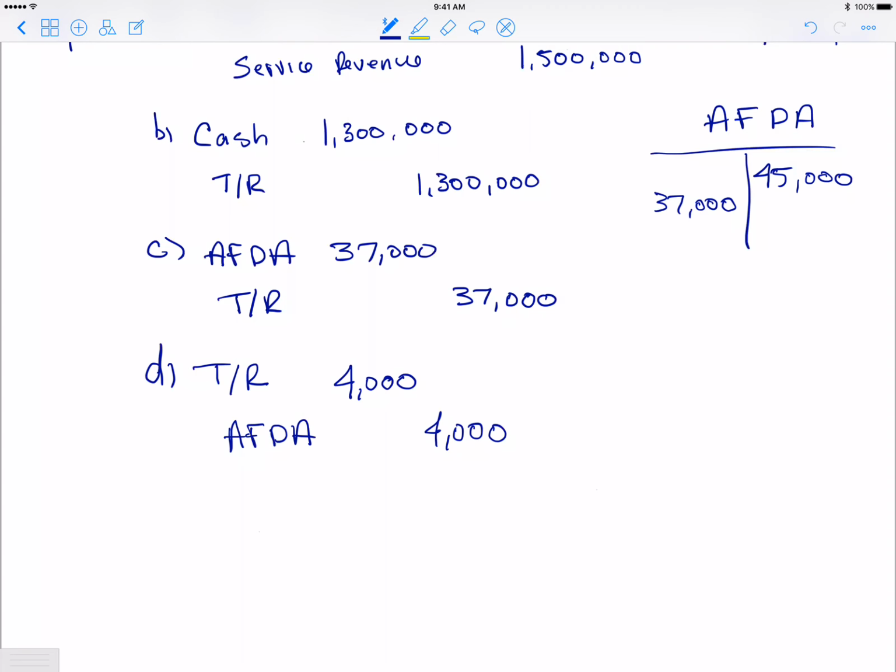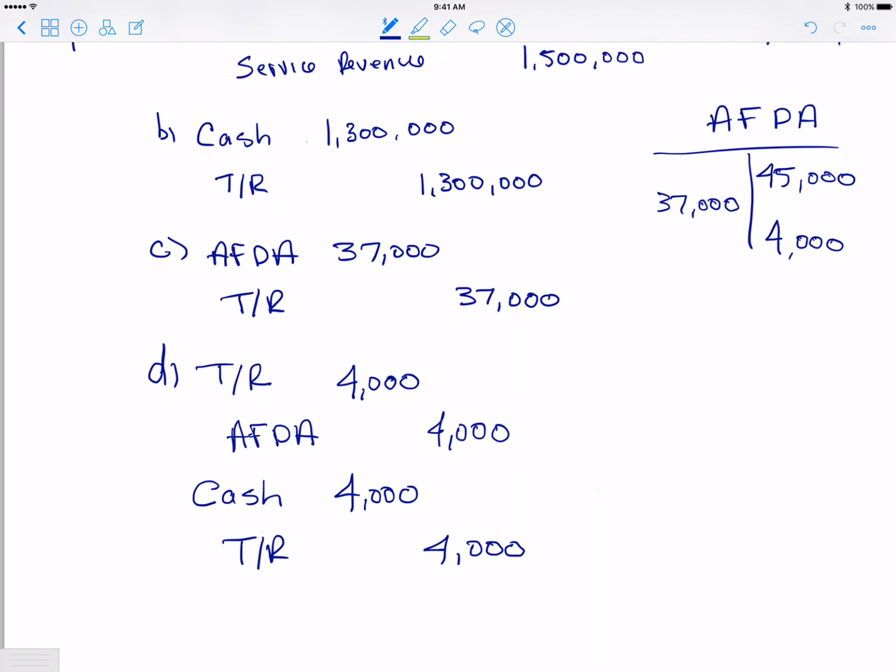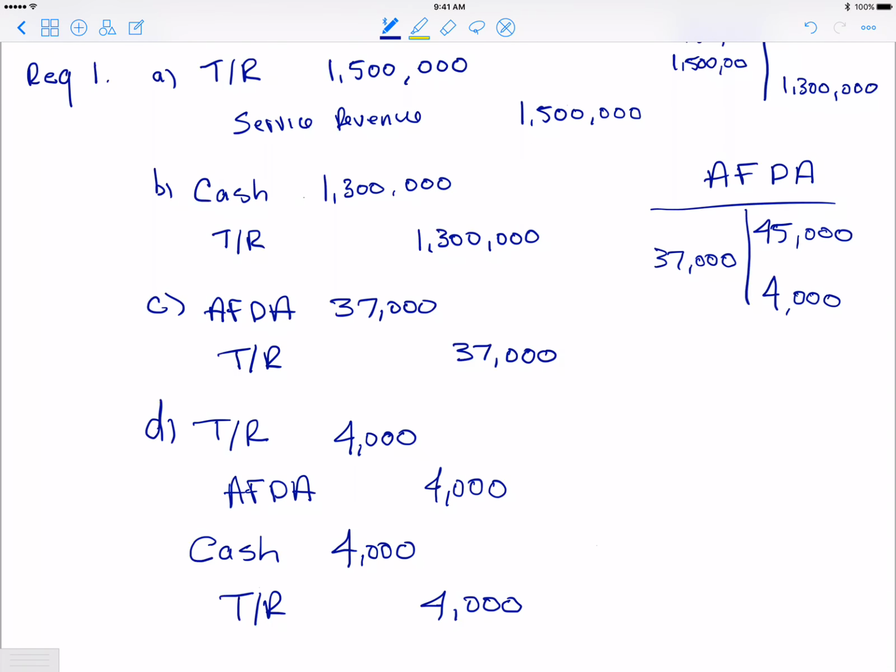And moving to our T account, we can bring this back over here, and we see that $4,000 has been brought back. But that's not all. Not only did we receive it back, but we received it in cash. So what we have to do is take it out, because it was received in cash, and it's no longer in trade receivables, so it has been collected. So these are our 4 journal entries, and that is requirement 1.